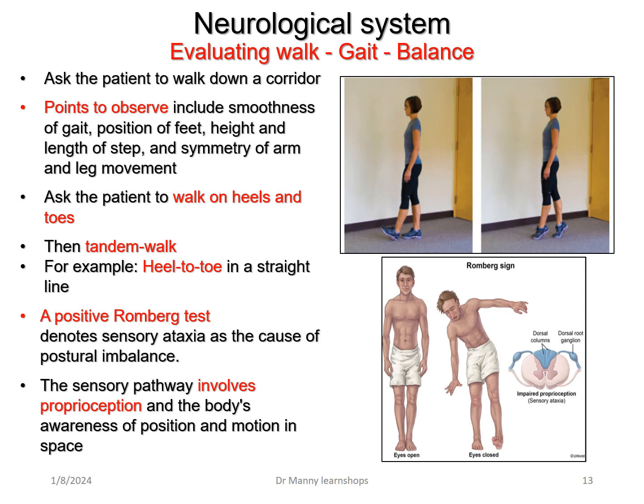You ask the patient to walk on their heels and toes, and then tandem walk, for example, heel to toe in a straight line. You can perform the Romberg test, which denotes sensory ataxia as a cause of their postural imbalance. The sensory pathway involves proprioception, which basically means that even with your eyes closed, you know where your body part is.